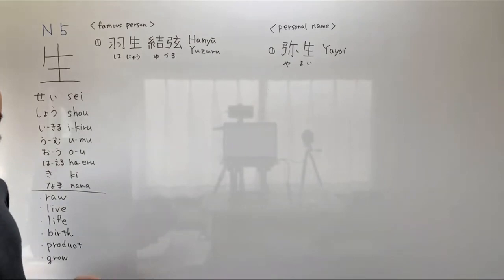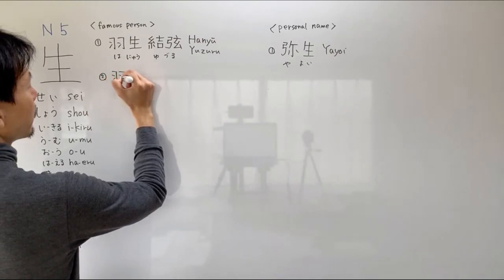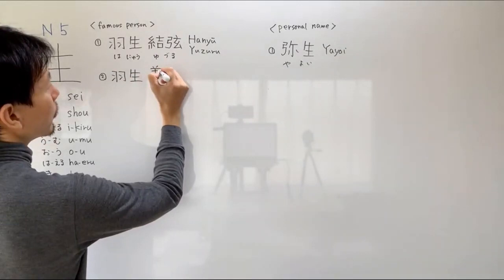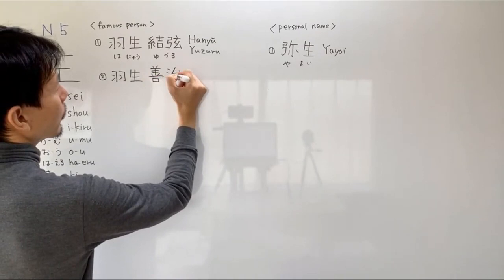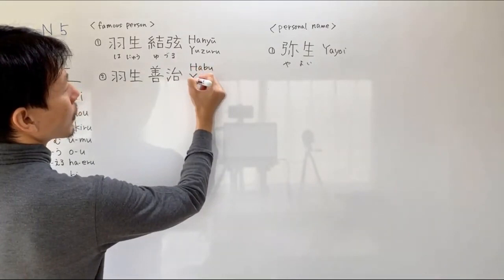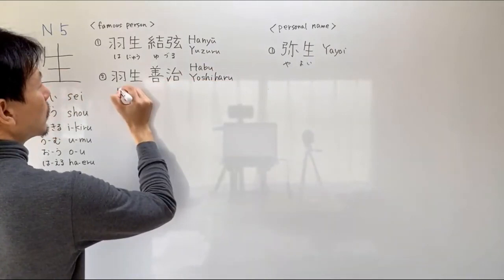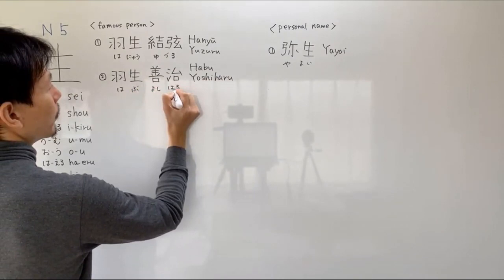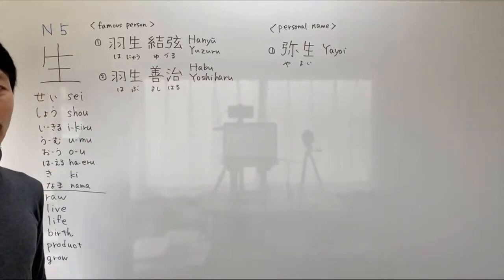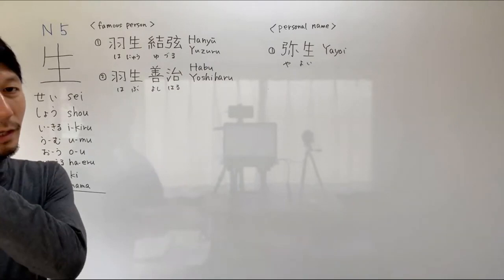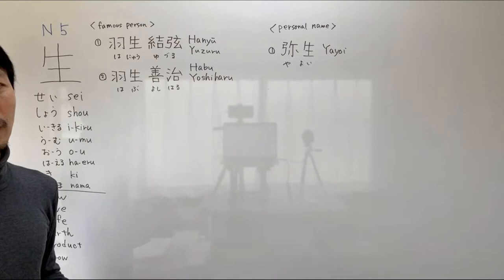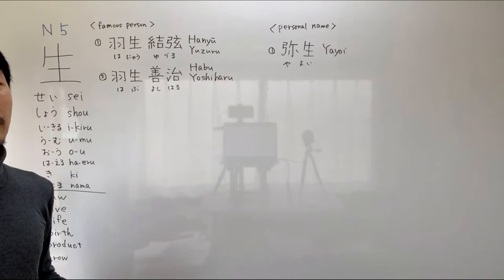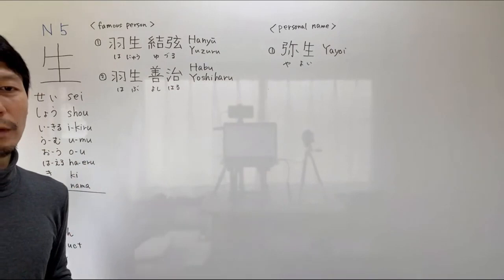Number two. Habu Yoshiharu-san. He's one of the top class players in shogi, Japanese chess, in Japan.